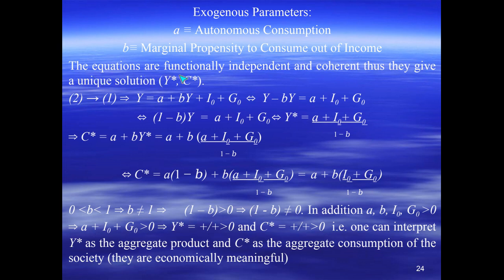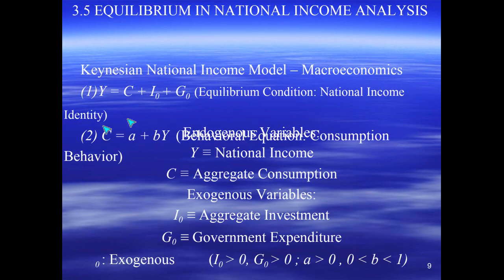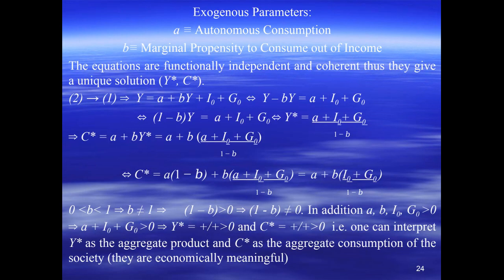All right. These equations are functionally independent and coherent. You see here, there are two equations. They are not multiples of each other. You can't obtain one equation from the other one. So they are independent and they are coherent as well. So the model has a unique solution. Thus, they give a unique solution, Y star, C star.